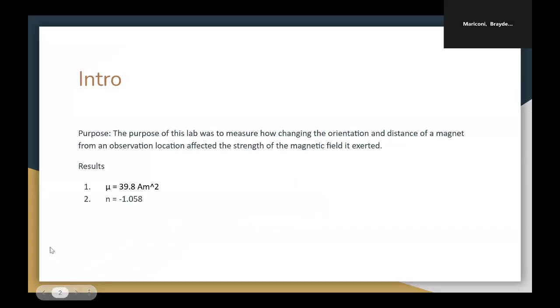From our results, we obtained a dipole moment of about 39.8 and a slope of negative 1.058 from our plots. Ideally, we expect a slope of -3 for a dipole, so this deviation already tells us there were some errors during the experiment.